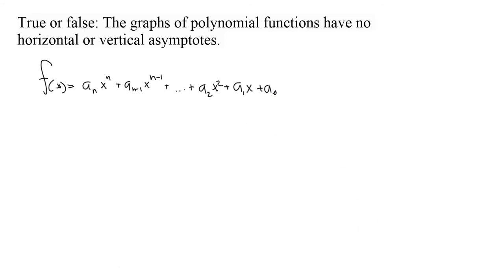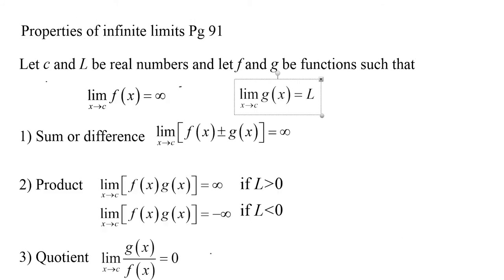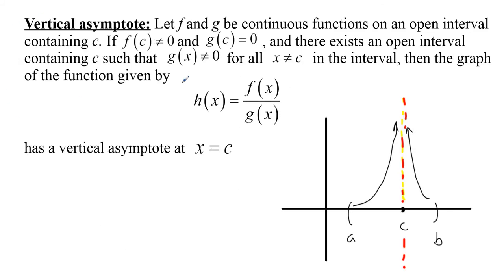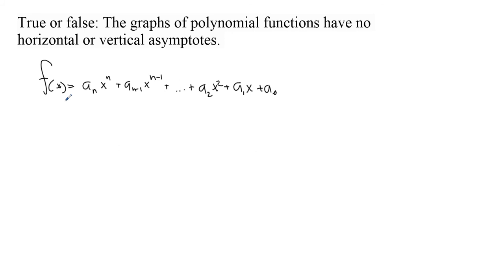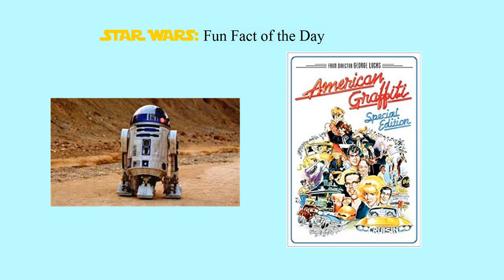Now, we just said in our definition for vertical asymptote, there it is, that f and g are continuous functions. So for us to have a vertical asymptote, we have to have some sort of division in here. And since polynomial functions can't have a variable in the denominator of any of these terms, we know that there's no way for us to have a vertical asymptote. So the graphs of polynomial functions have no horizontal or vertical asymptotes. That is true.